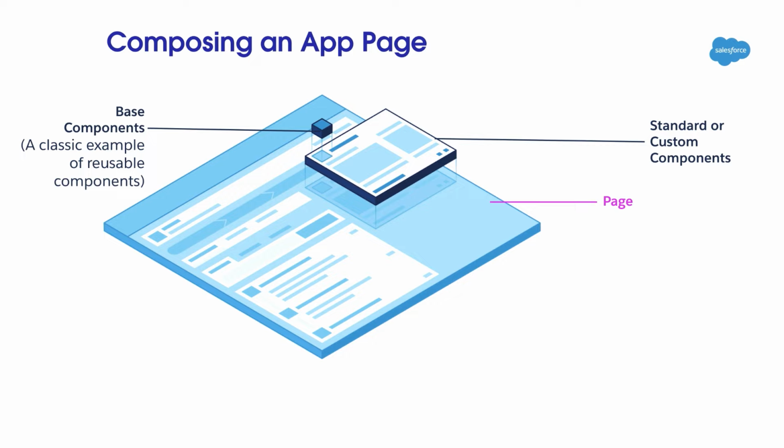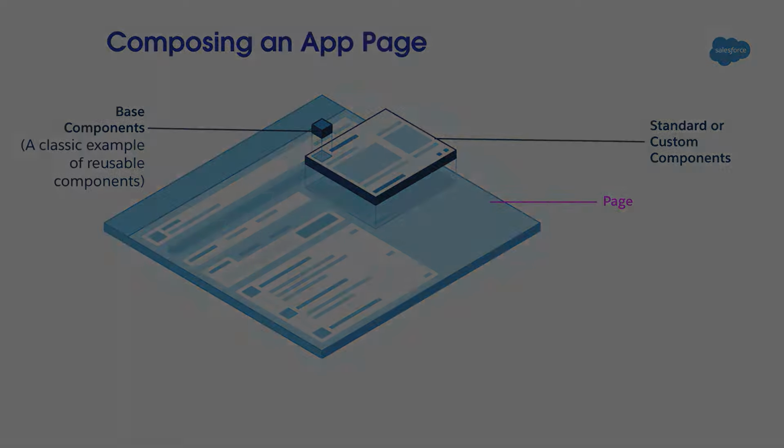Alright, so in this section, we'll learn how to compose Lightning Web components. Now, in order to understand this, let's start with the fundamental understanding of how an app page in Salesforce is composed. An app page in Salesforce is composed of standard components that Salesforce provides and a set of custom components that you as a developer design and build. Now, custom components that you build should try to use Salesforce base components as a building block.